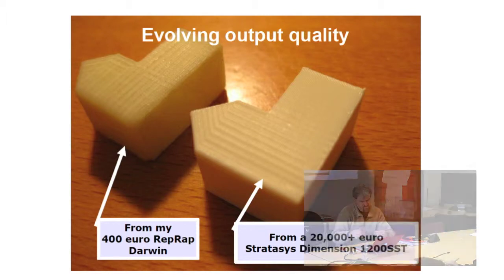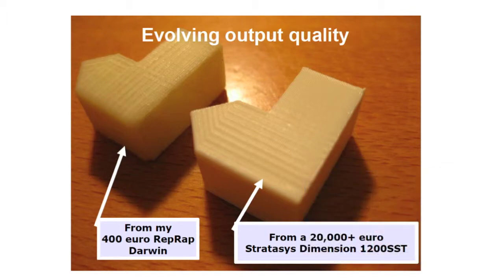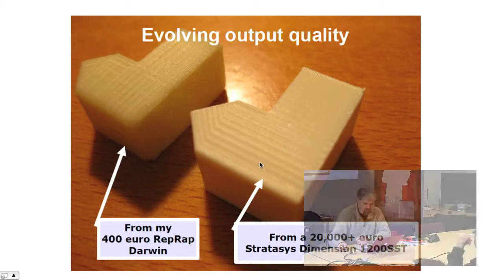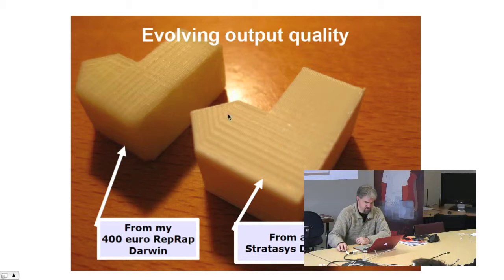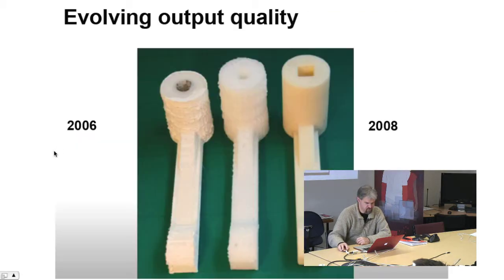So over the last few years, the quality has been evolving as well. This is actually somebody making some pieces for a Monopoly game, I think, and this is the quality of output that came from a Stratasys machine. It's a €20,000 machine, so about $40,000. And this is the same piece done on a RepRap, which is €400, so $800 or so. And over time, the RepRap output has been improving as well.